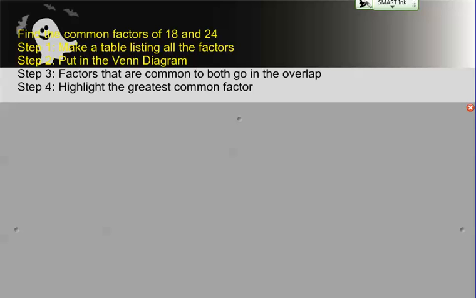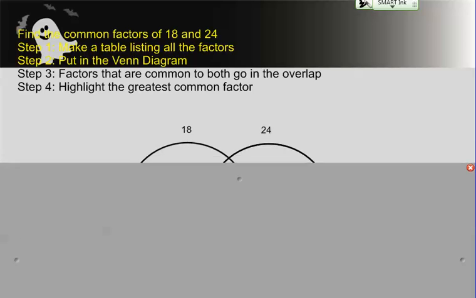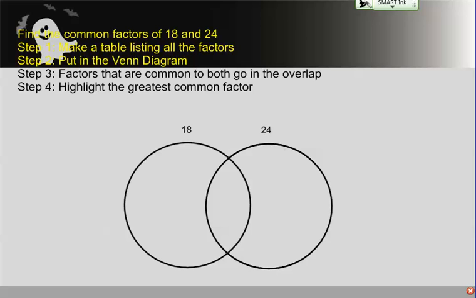Step 1 is to make a table listing all the factors. Step 2 is to put those in the Venn diagram. Step 3, factors that are common to both go in the overlap. In step 4, we're going to highlight the greatest common factor. So the first thing we want to do is make a table listing the factors of 18.